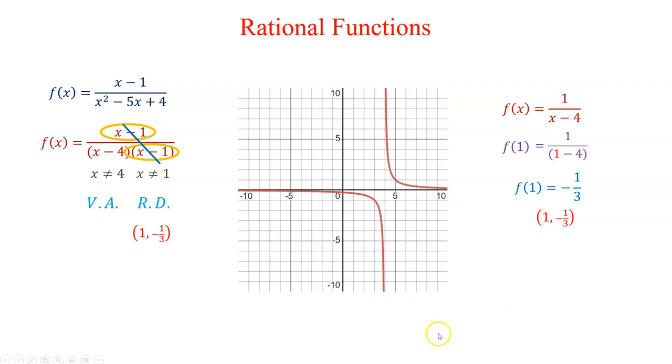So when we graph it, we first notice there is a vertical asymptote at the 4, and the point (1, -1/3) will be a point, notice an open circle, to show that that's a hole. That's a point that will be removed.